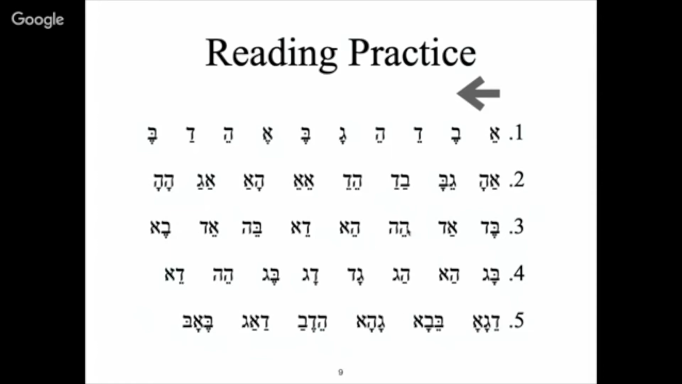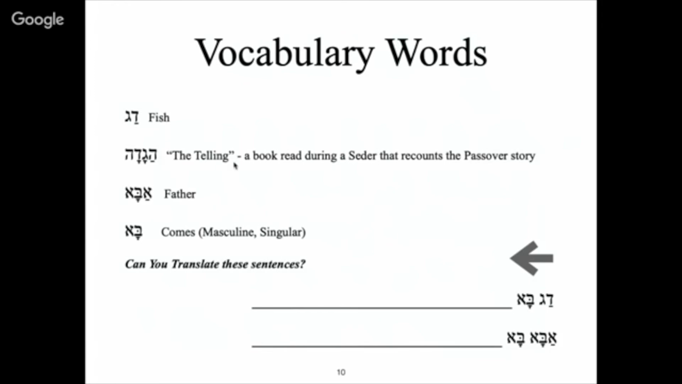Okay. All right. So yeah, you got some practices right here, and we're going to get some cheat sheets to go with that. Okay, so some vocabulary words from the letters that we just learned.